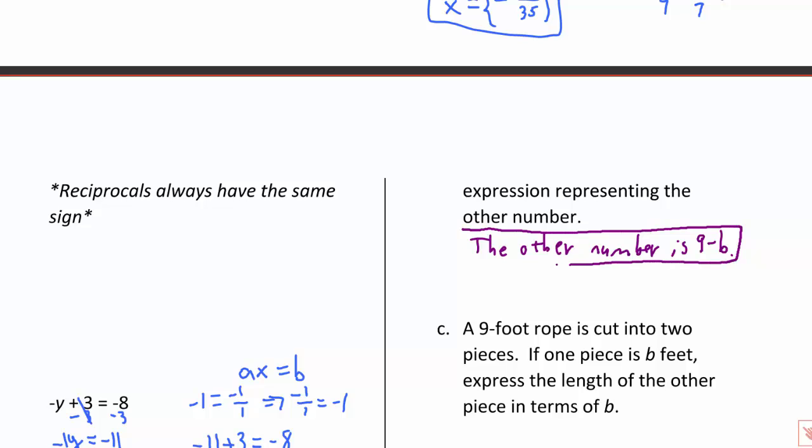Now again, we can check this if we want. We had the b plus, now we have 9 minus b, we're hoping is 9. Now I don't need a parentheses here, so it's just b plus 9 minus b, and b and negative b cancel each other. I'm left with 9 equals 9. So that checks out as well.